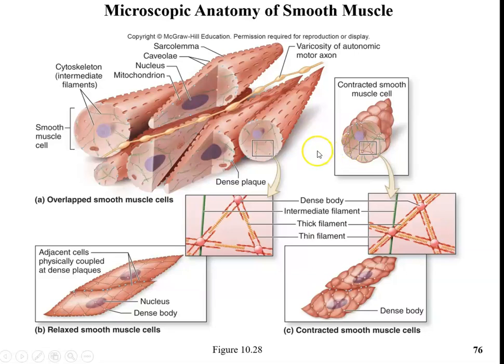You have these things called dense plaques. And the dense plaques are going to contain the dense body and intermediate filament and the thick filament and thin filament. So this is the unit, the contractile unit in a smooth muscle cell, not a sarcomere, okay?